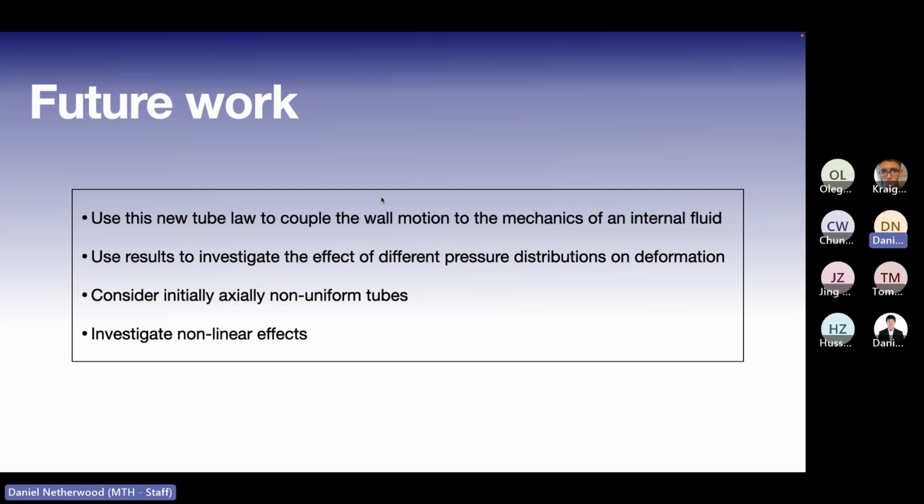So in terms of future work and looking forward, what we'd like to do is use this tube law to couple the wall motion to the mechanics of an internal fluid. So given that we've got these special solutions that have no azimuthal correction, it would be nice to see how that impacts the fluid mechanics. What we'd also like to do, and I'll be doing this summer with a project student, is to use these results to investigate the effect of different pressure distributions on the deformations that these tubes can take.